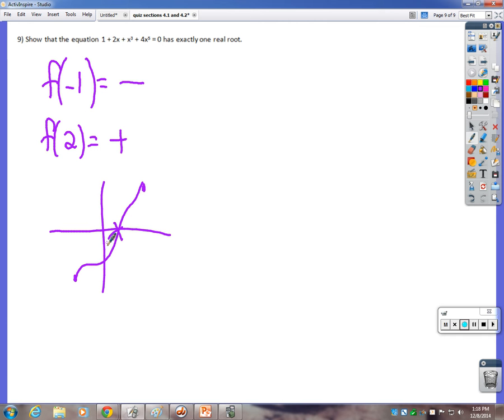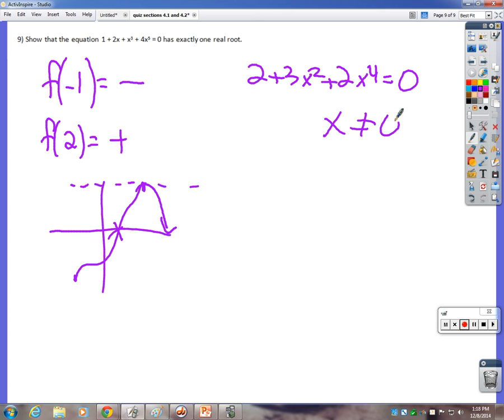Then the way I have to prevent it from having more than that is I can't let it turn its direction and go through the x-axis again. So what would be true if it turns direction? Right, you would have a place where the derivative equals 0. So if I take the derivative of that, I get 2 plus 3x squared plus 20x to the 4th. And if I set that equal to 0, I get no solution. So that means that it has 1 real root and in fact exactly 1 real root. Okay?